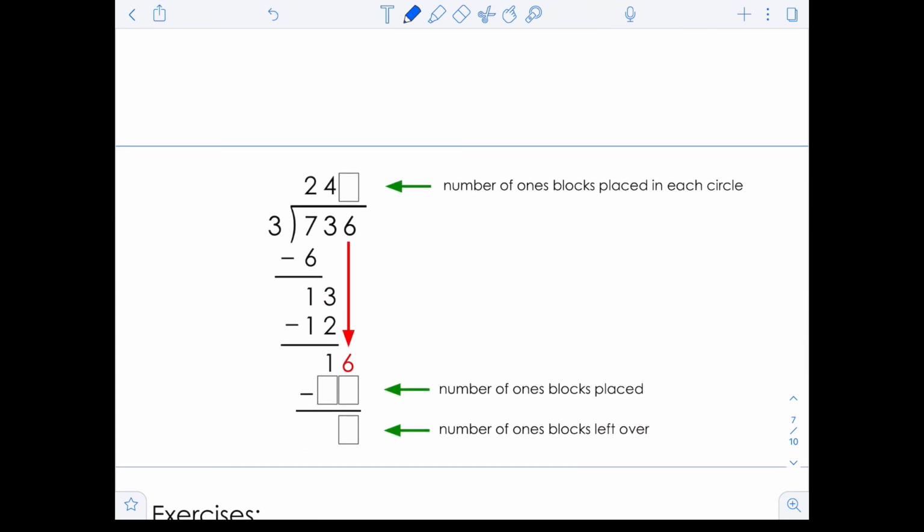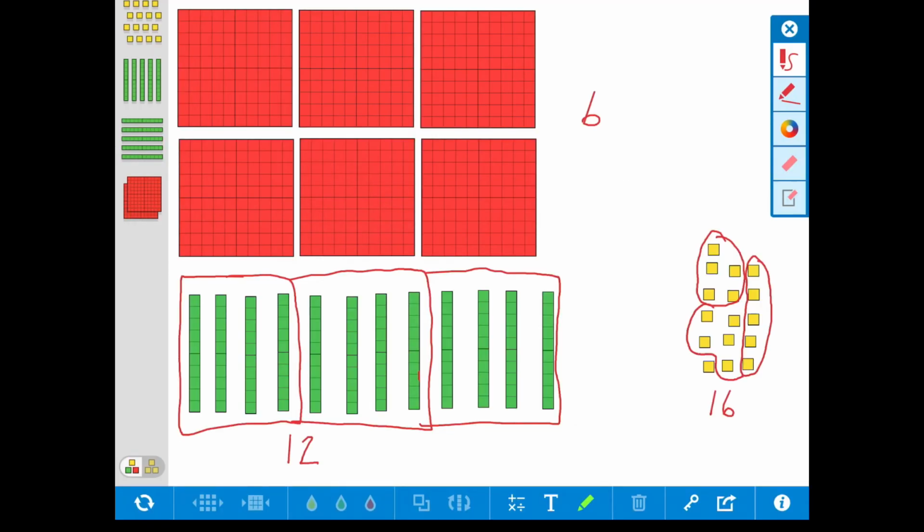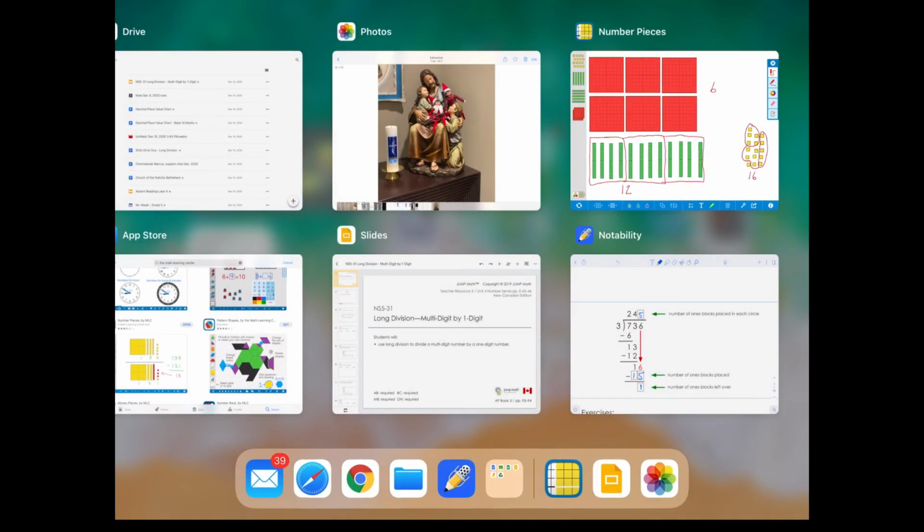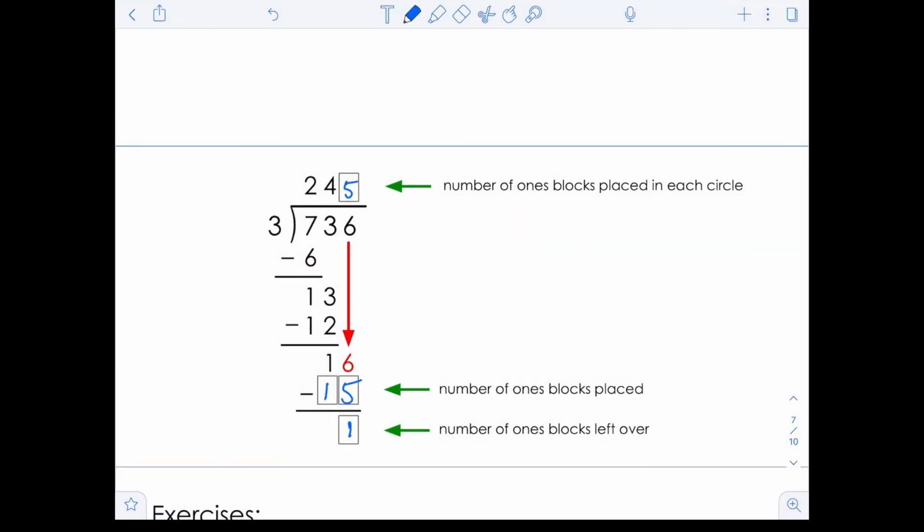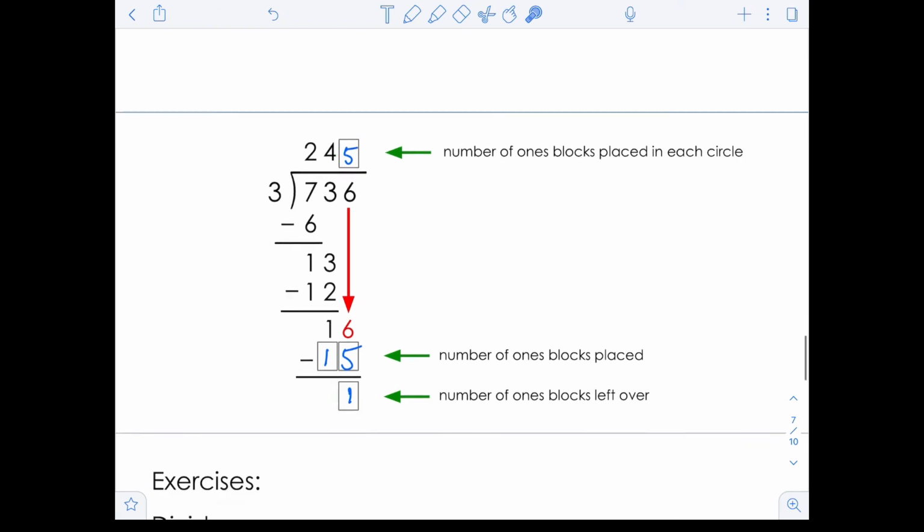So let's work out the steps here. We have 16 here at the bottom, 16 divided by 3. Those are our 16 ones we were just talking about. 16 divided by 3 would be 5. 3 times 5 is 15. Subtract, 1 left over. So 3 groups of 5 with 1 left over. Okay, so we had 3 groups of 5 with 1 left over down here.